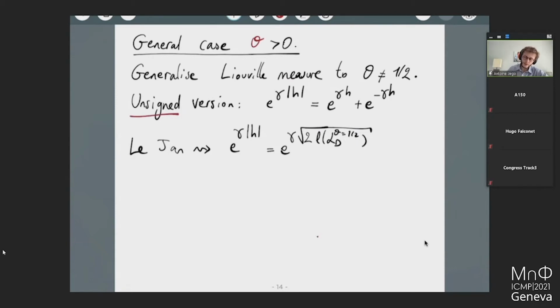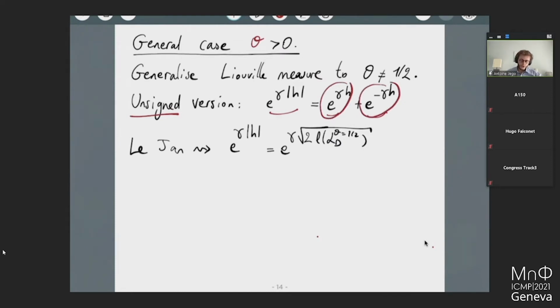And so we take the exponential of gamma times the GFF. It turns out that this measure is actually the sum of two Liouville measures with opposite parameters. Of course, if the field H was well defined pointwise, then this identity would not hold. But because the field takes atypically large values under this measure, we have either a very large positive value or a very large negative value.